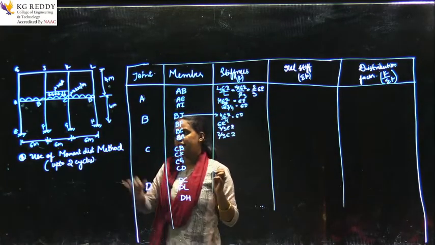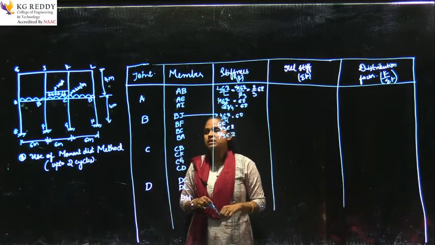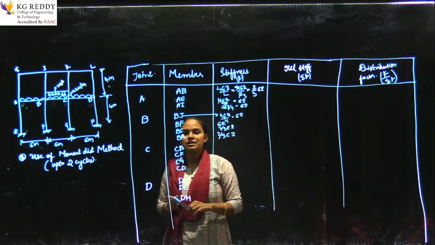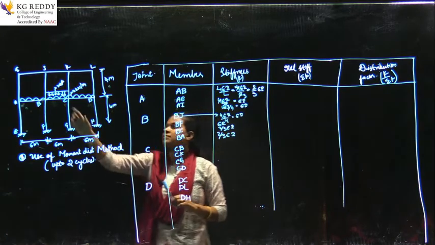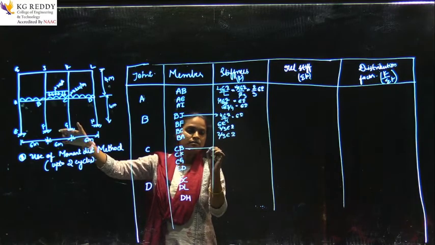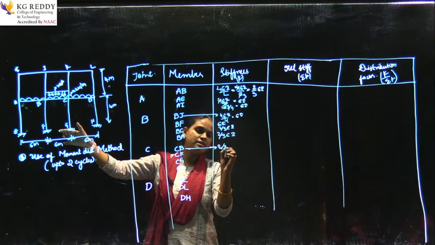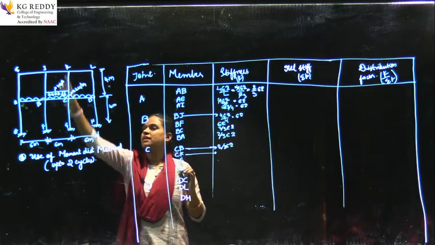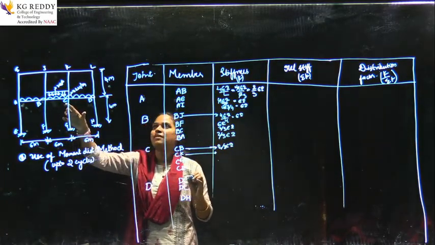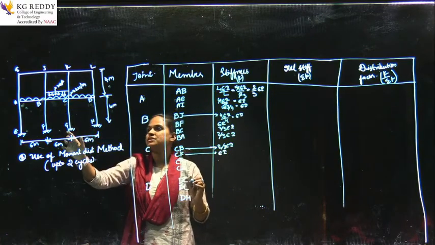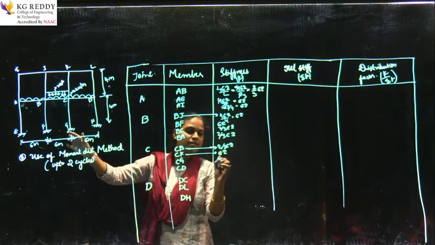So for different lengths, if they give you different problems, just remember that the lengths will be varying. For the CB again you have 6 meters. So you will have 2 by 3 EI. Next for CK you will have 4 meters. So you will get EI. Next for CG again 4 meters. So you will get EI again.